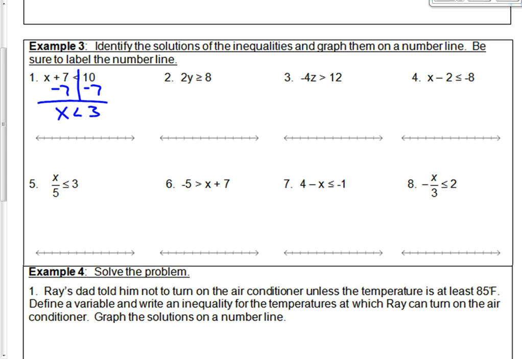If they want me to graph, 3 goes in the middle, a number smaller, a number larger, open dot on the 3 because there's no equal to sign underneath the less than symbol, no equal to bar. X is less than 3. So where are the numbers smaller than 3? They're over here.